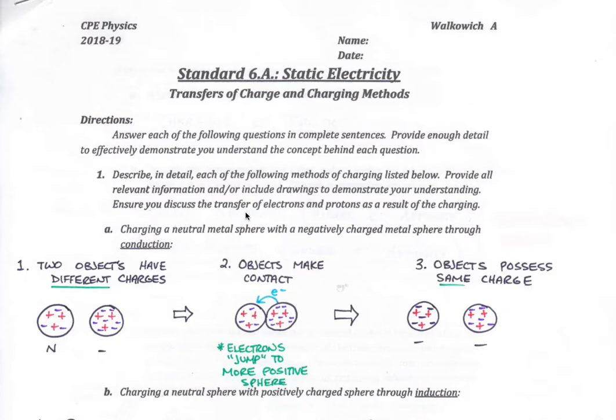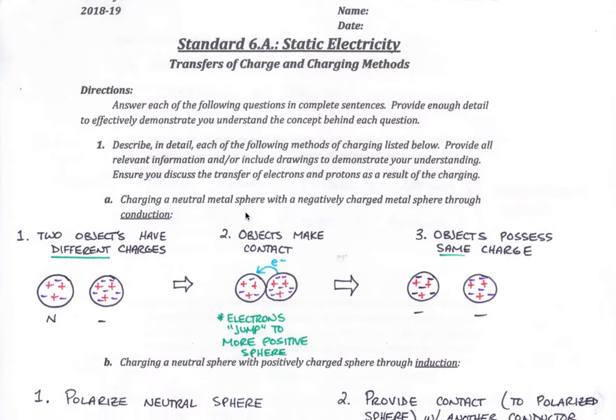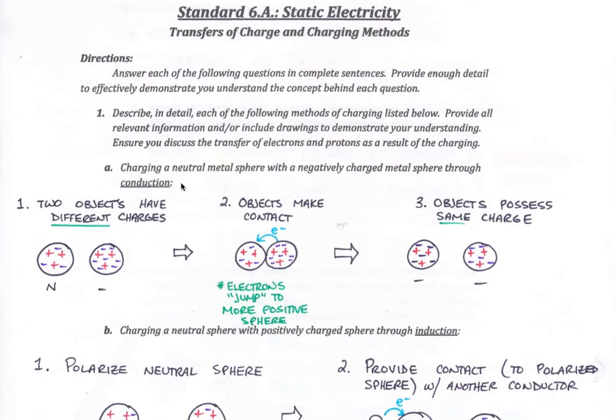If we take a look at question number one, it discusses two different charging methods, the first being conduction and the second being induction. So if we take a look at what's given, we're asked to explain how to charge a neutral metal sphere with a negatively charged metal sphere through the process of conduction.